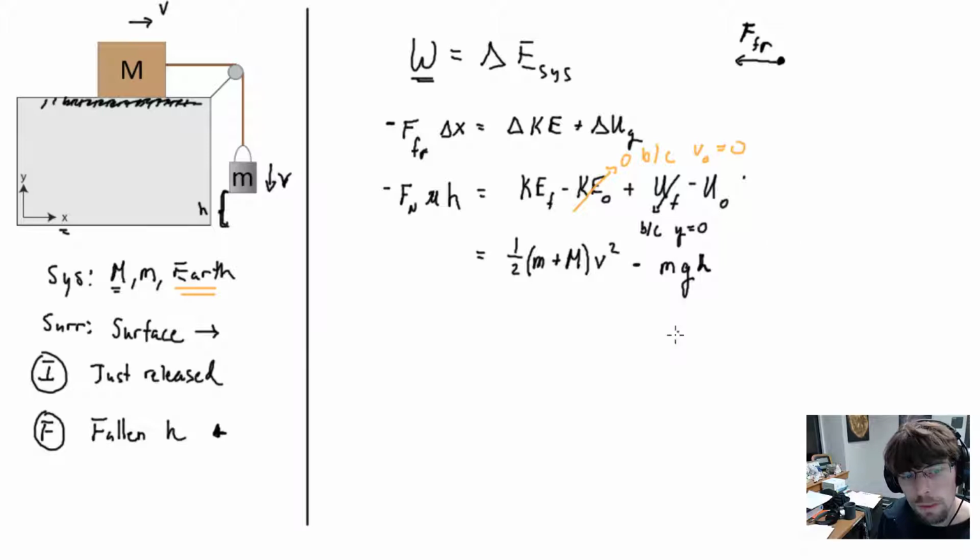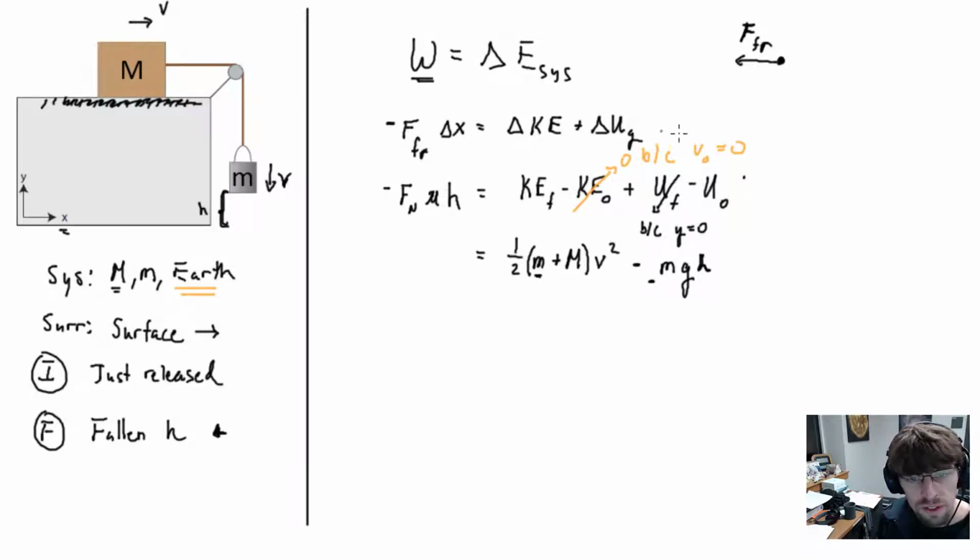And I should ask, why don't I have anything about big M in the gravitational potential energy? Because big M rests on the surface. It doesn't actually change height. So we included little m in the kinetic energy, but we don't need to include big M in the gravitational potential. Okay.